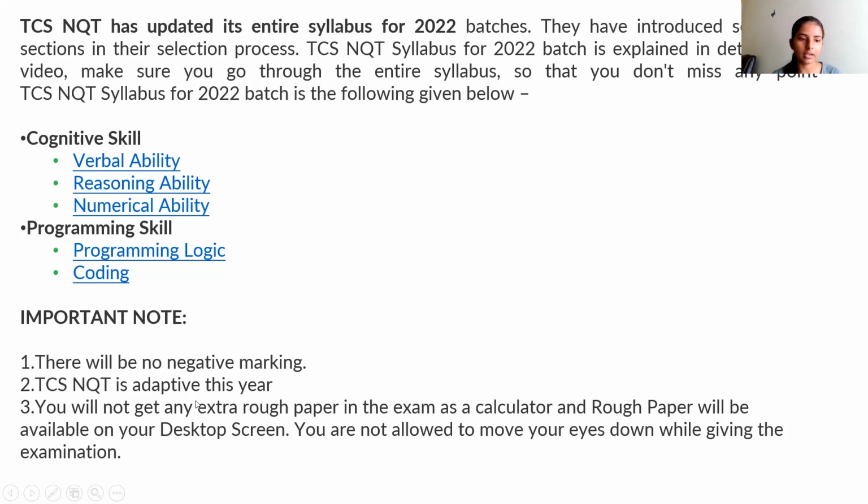There are some important points for this syllabus and for the next exam. There will be no negative marking. TCS NQT is adaptive this year. You will not get any extra rough paper in the exam, as a calculator and rough paper will be available on your desktop screen. You are not allowed to move your eyes while giving the examination, so make sure you sit in the right position so that you complete your exam.